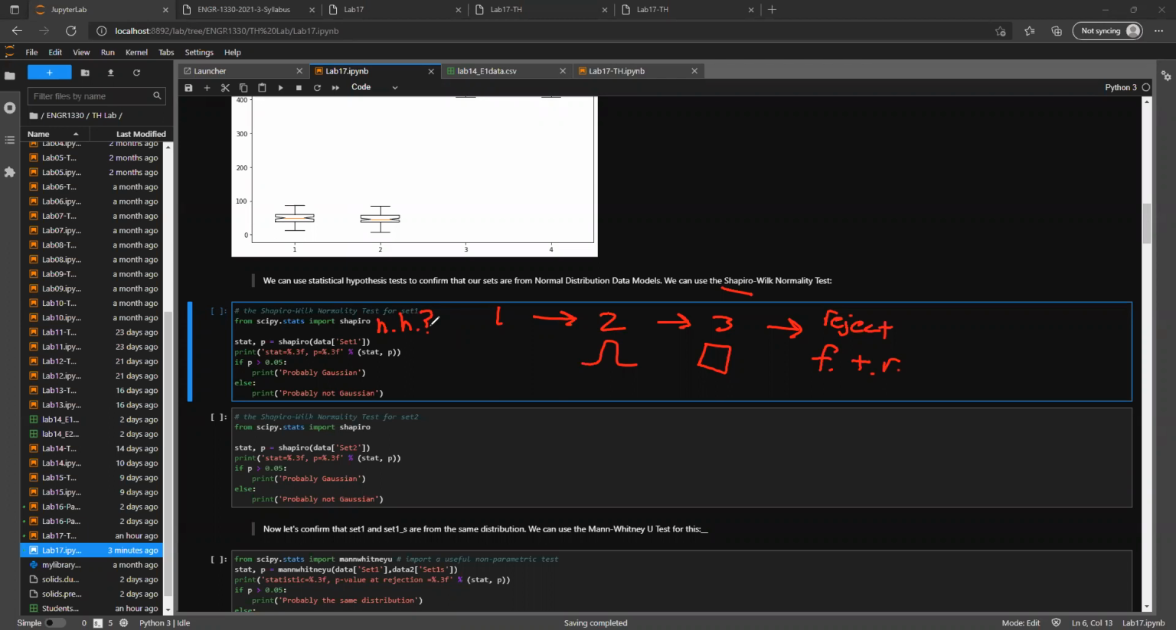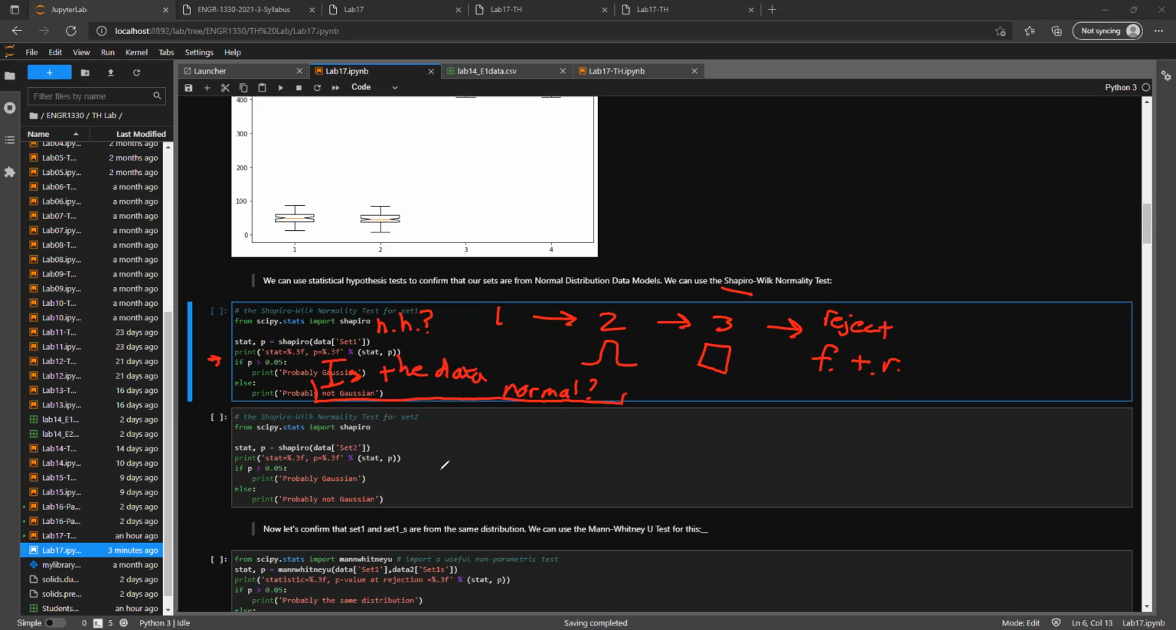Yes, very good. The null hypothesis for set 1 versus set 2, which is the cell we're looking at right here, is the data, I'm just going to say normal, but what that should say is normally distributed. So that's the null hypothesis.